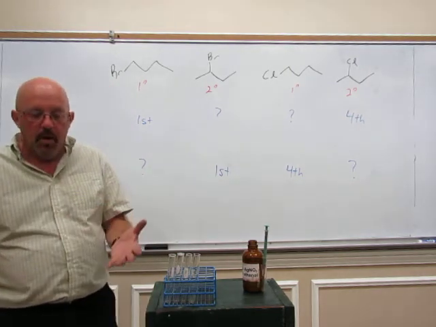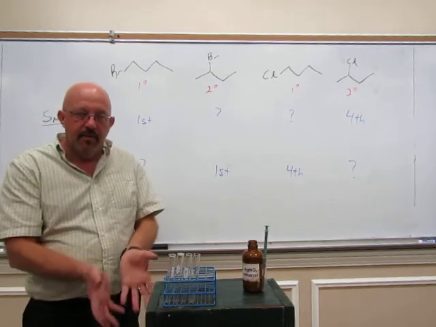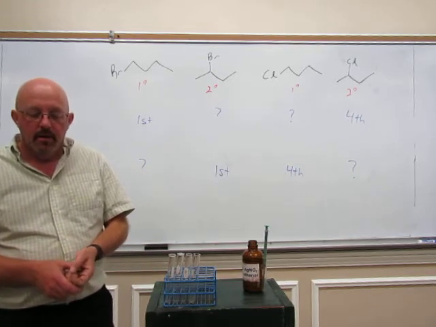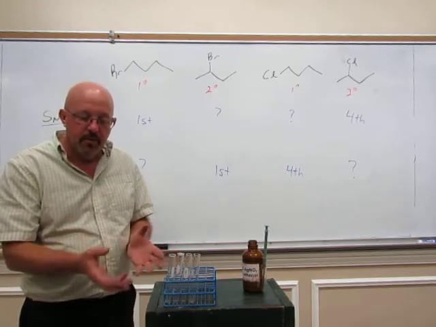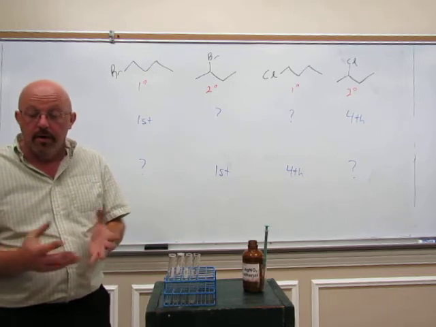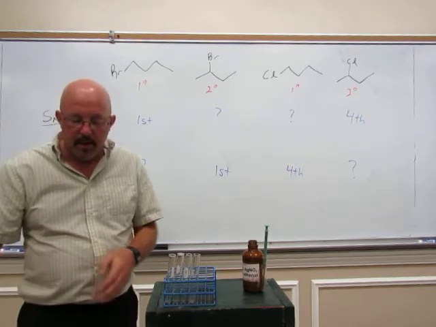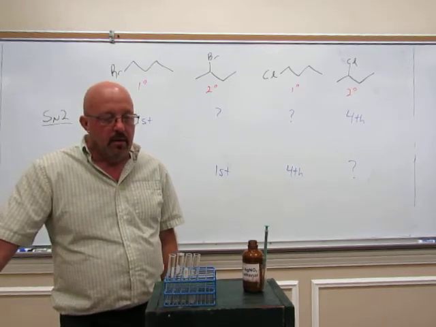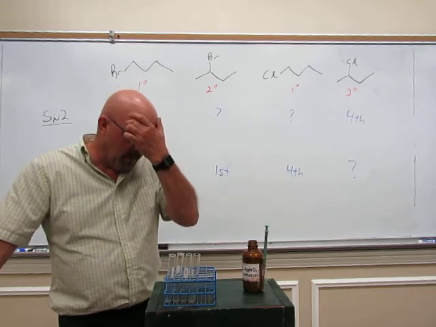So for the SN1, it's the silver halide that's precipitating out. For the SN2, it's either the sodium chloride or sodium bromide that was precipitating out. Now, this is very important.